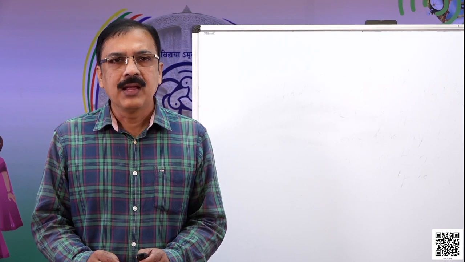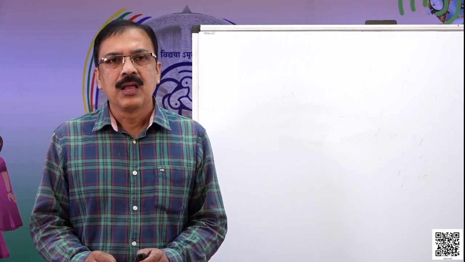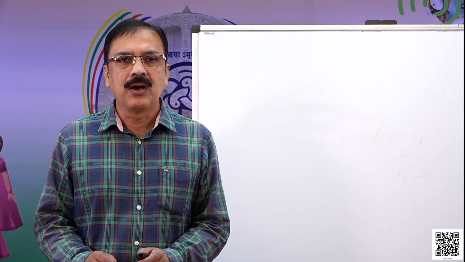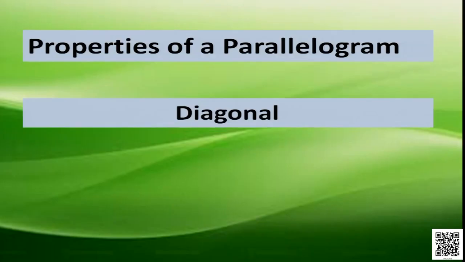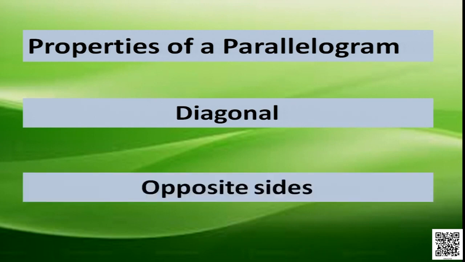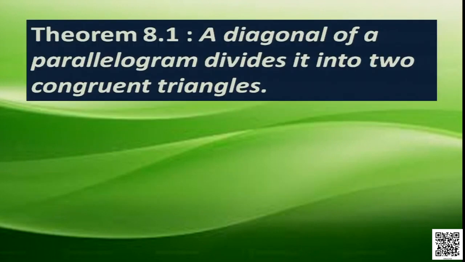Now, today we are going to discuss some more properties of quadrilaterals. One is based on diagonals and the other based on opposite sides. Let us start with one of these properties by a theorem. Theorem 8.1: a diagonal of a parallelogram divides it into two congruent triangles.